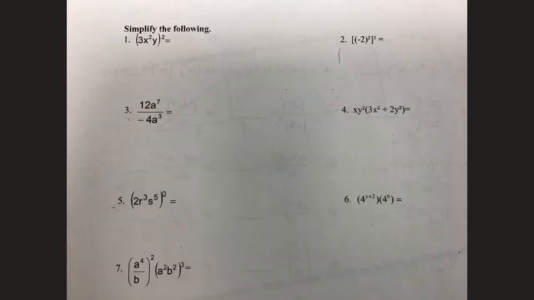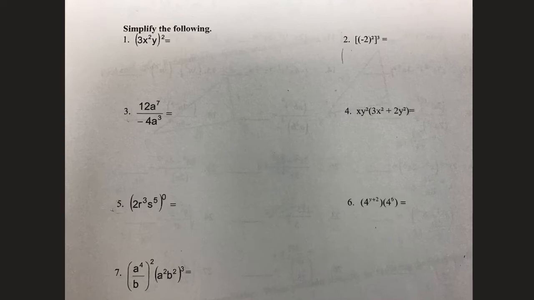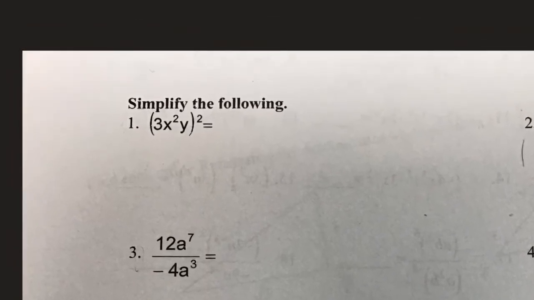So here we have some example problems. Now, if we look at the first one, we have 3 times x squared times y, and all of that is being squared. So using that third law, we're going to take this 2 and distribute it to each term. So we're going to have 3 to the power of 2 times x squared, but it's already raised to the power of 2, so we're going to raise all that to the power of 2. And then times y to the power of 2.